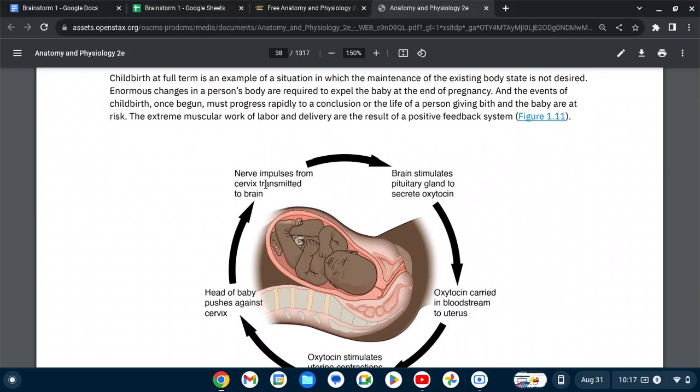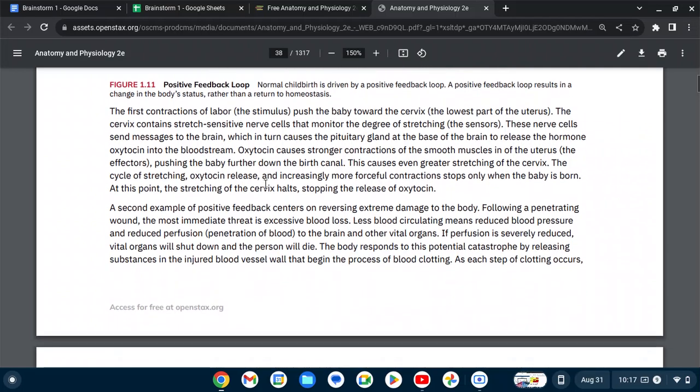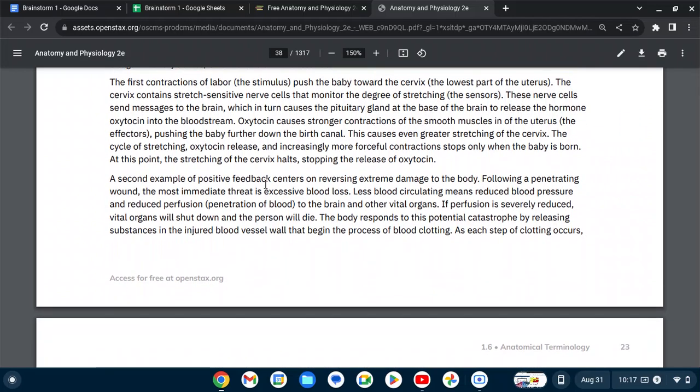The extreme muscular work of labor and delivery are the result of a positive feedback system. The first contractions of labor push the baby toward the cervix. The cervix contains stretch-sensitive nerve cells that monitor the degree of stretching. These nerve cells send messages to the brain, which in turn cause the pituitary gland at the base of the brain to release the hormone oxytocin into the bloodstream.